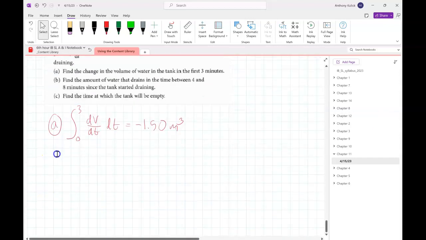So it means we've lost 1.5 cubic meters of water over those 3 minutes, which makes sense because the water's draining out of it, right? So a negative value there makes sense. Find the amount of water that drains from 4 to 8 minutes.